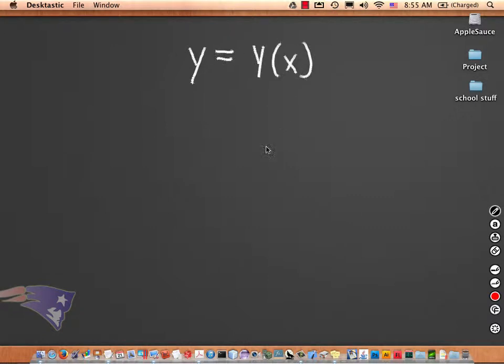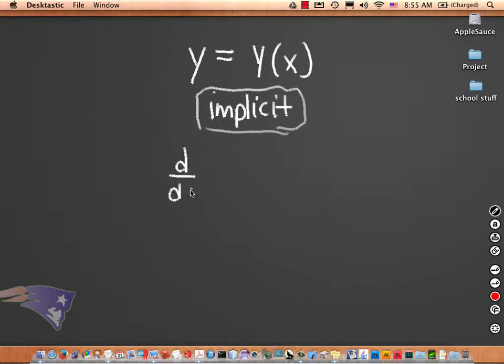This is the whole point of the lesson. Y is a function of x, but I don't know what the function is. That's what makes it implicit. That's what the word implicit means. Implicit means it's not directly expressed. However, there is a derivative to this thing. We're assuming it's differentiable, by the way. That's an assumption.